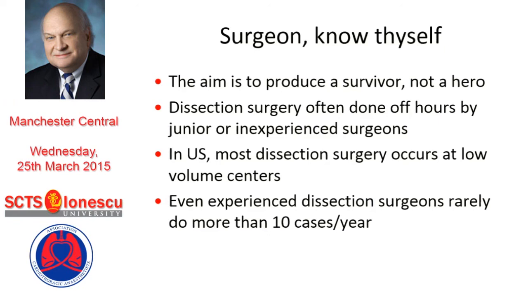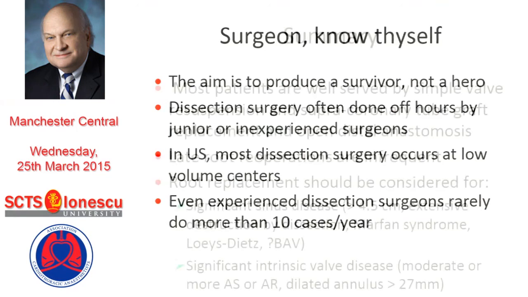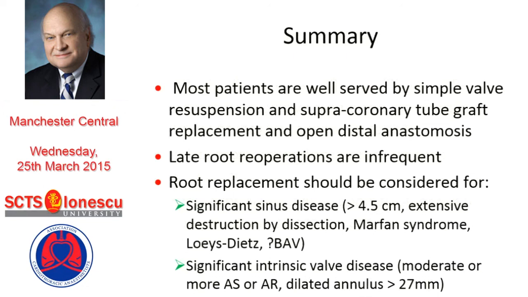In the United States, because of the great distances between centers, most aortic dissection surgery is done at low volume centers by people who do not have a lot of aortic experience, and I don't see how that's going to change. So I think our guidelines for the management of the root in acute dissection have to take this in mind. And remember that even experienced dissection surgeons throughout the world rarely do more than 10 cases a year of this. And most US surgeons do only 1 or possibly 2 root replacements a year, much less in the setting of an acute dissection.